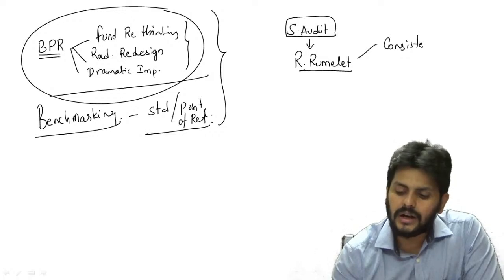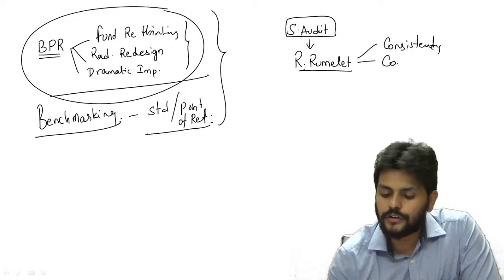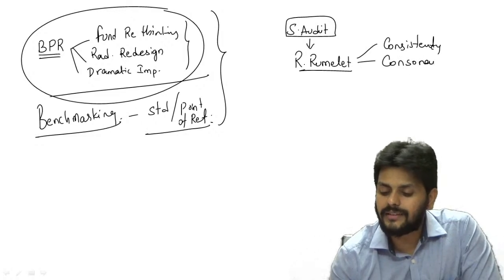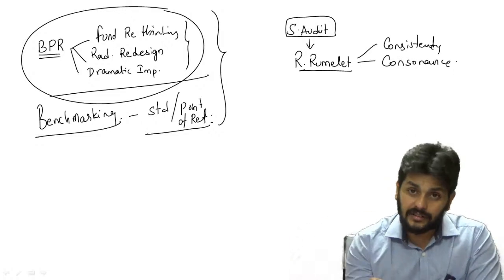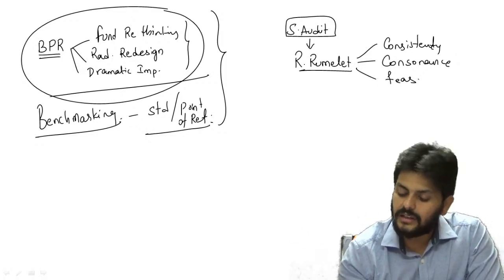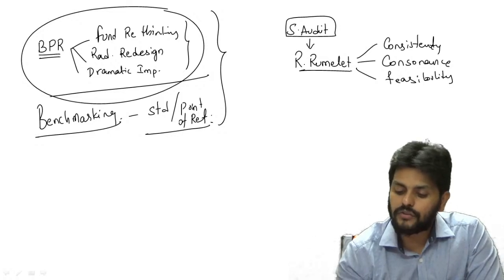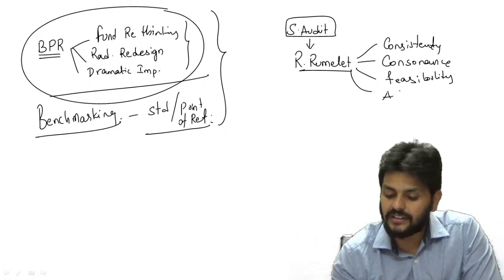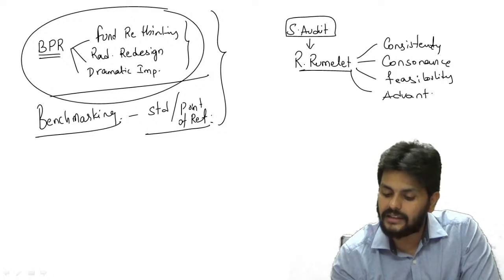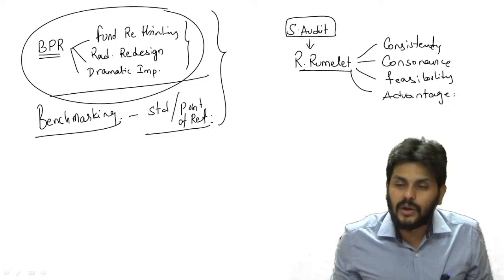Consistency: how consistent is the strategy? Are you following that? Consonance is about change in trends. Is our strategy matching the change in trends? Is our strategy feasible? Feasibility. And most importantly, does our strategy bring us an advantage? If our strategy is not bringing us an advantage, then why do you have that strategy?